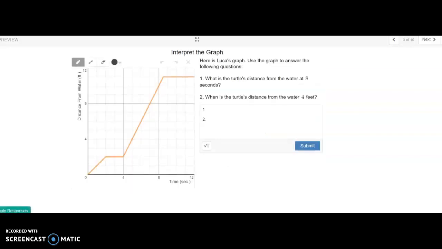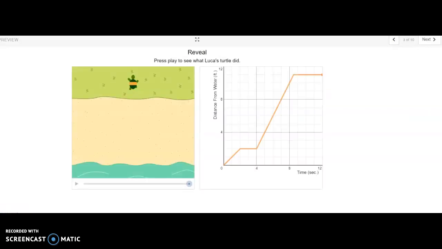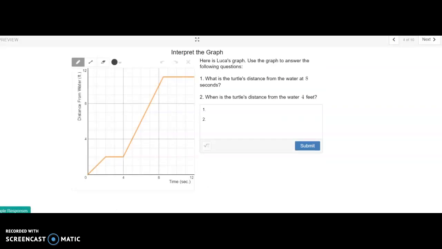Stop and take a break. Like his distance, let me go back one. Here his distance doesn't change, but time keeps going. That's why it means he stops. So going to the next one, this is just taking some data off of the graph.